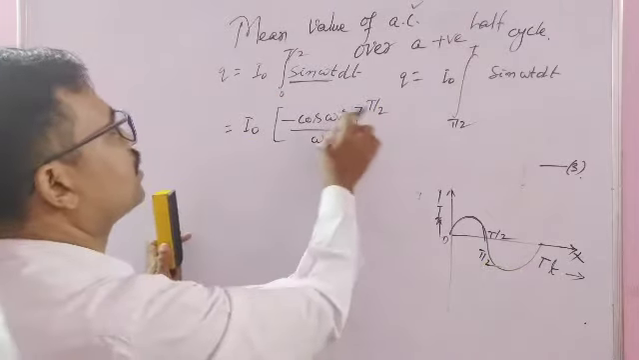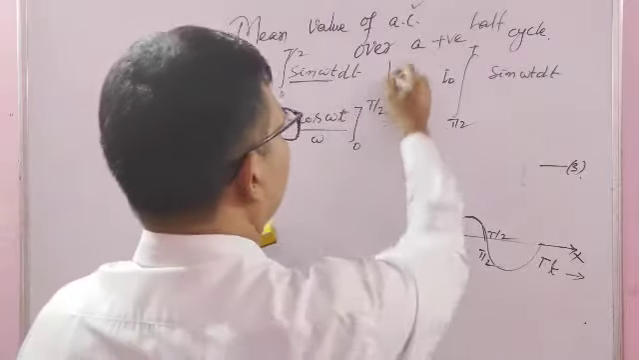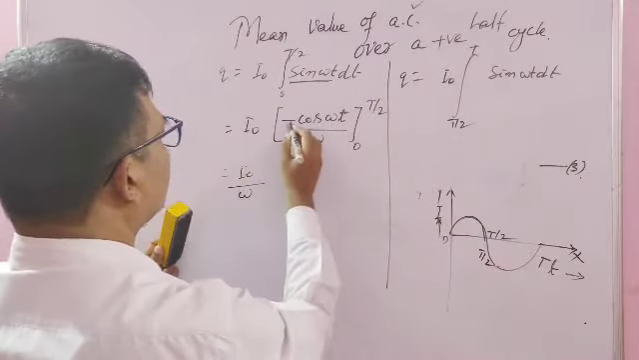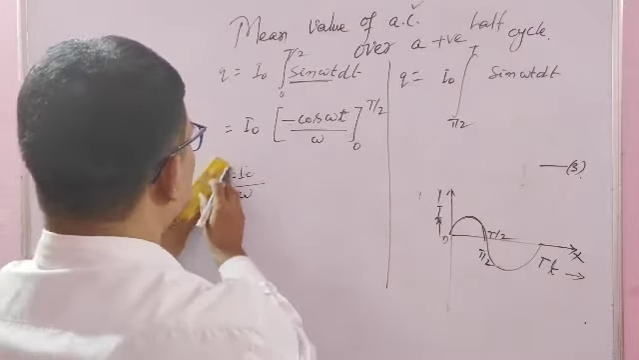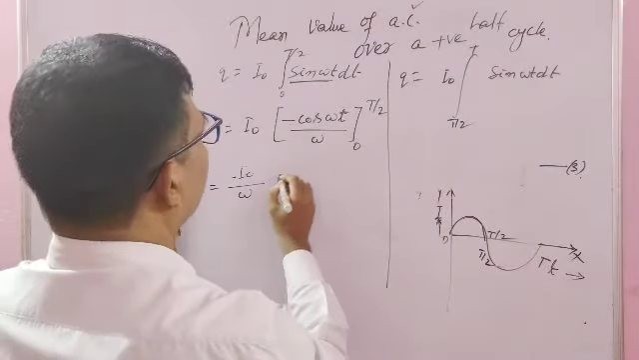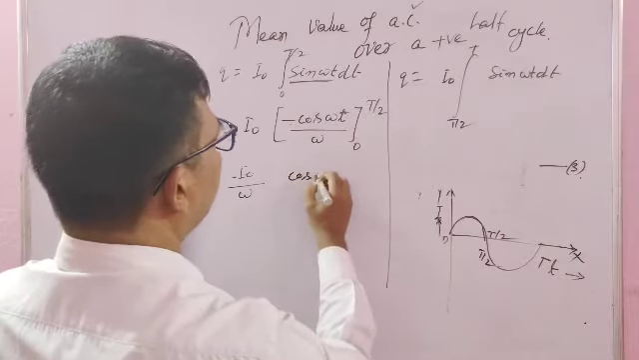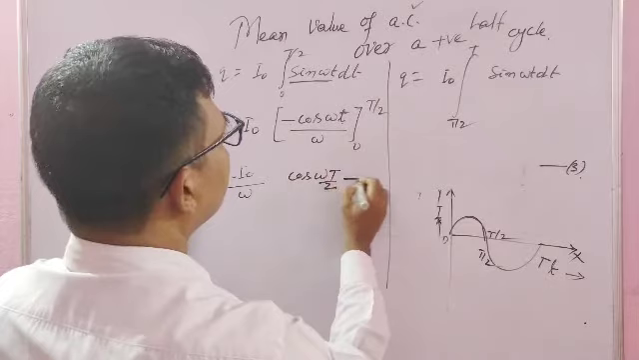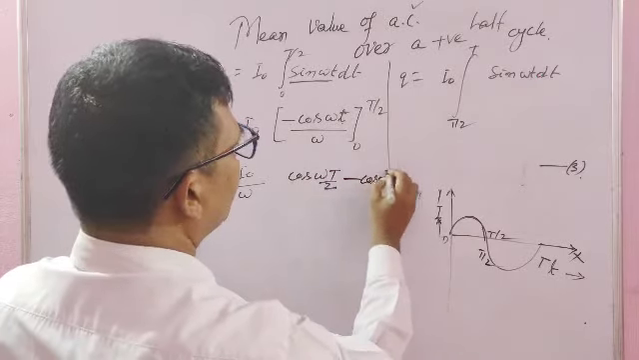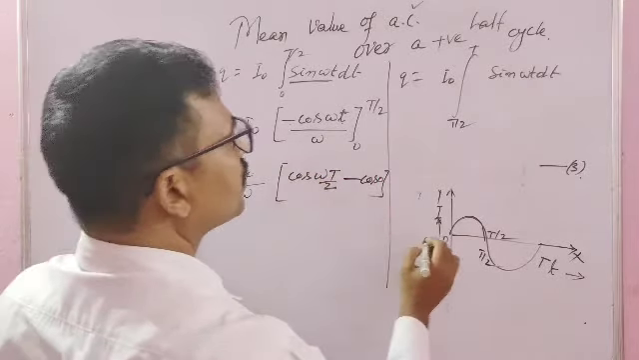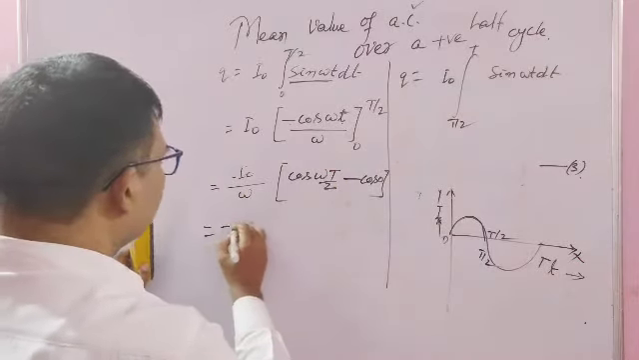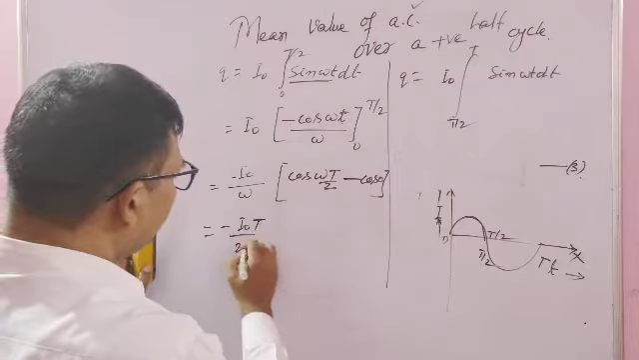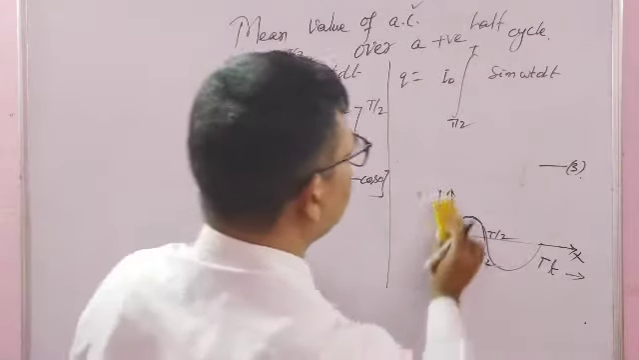That means just I am telling here, just try to understand. Here, this is I naught by omega. Suppose minus, you are taking this side. So what will happen? Cos omega t, in place of t you will write T by 2. This one is cos 0. Clear? So what will I get? This is minus I naught by omega, 2 pi by T, 2 pi. Clear? Then what are you getting?